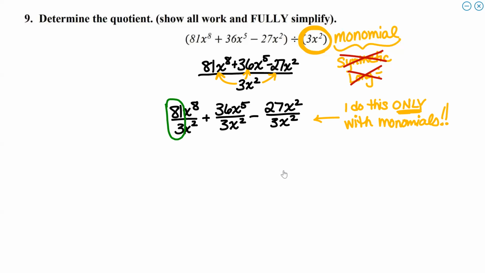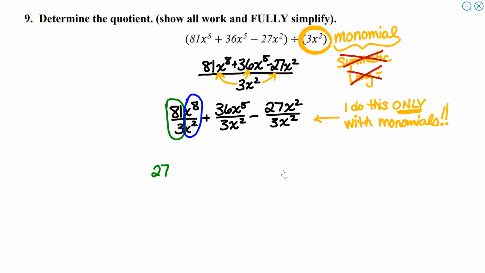So I'm looking at this piece to start with. Can I divide that in my calculator? What is 81 divided by 3? 27. And then I come over here and I look at the exponent part. X to the 8th divided by x squared. If I wrote this all out, I would have x multiplied by itself 8 times on the top and x multiplied by itself twice on the bottom. So what would happen?